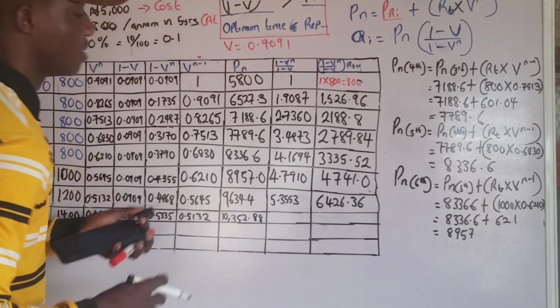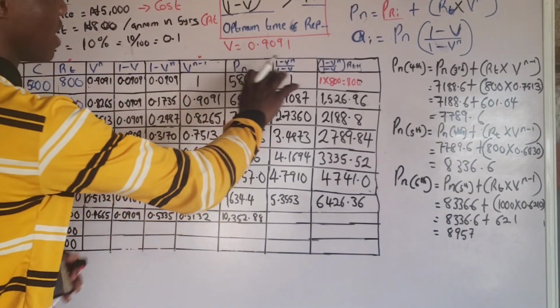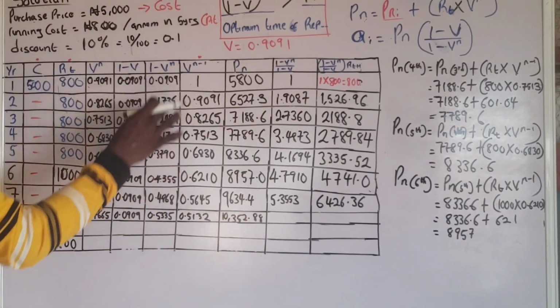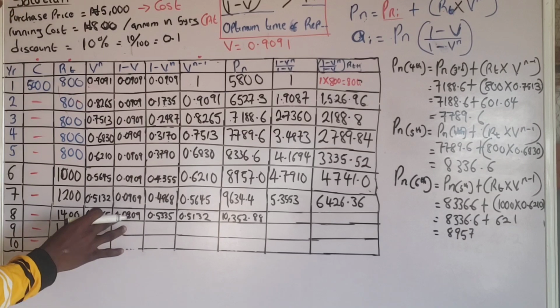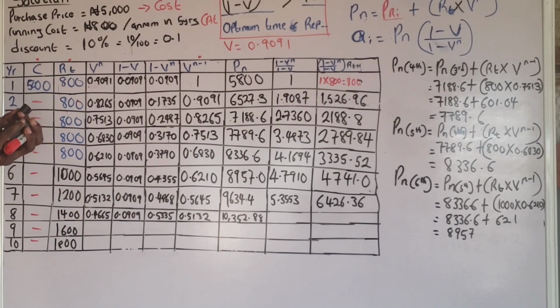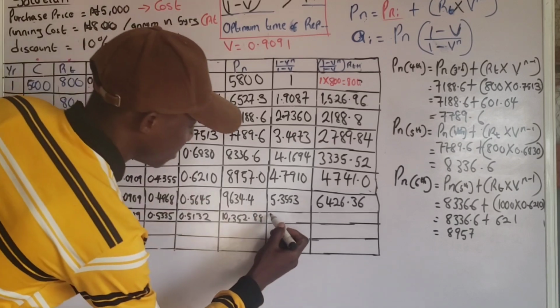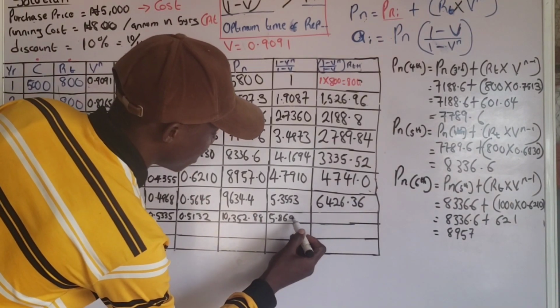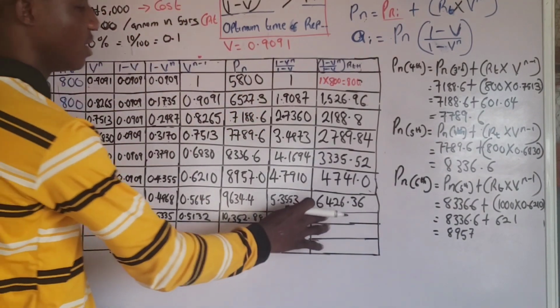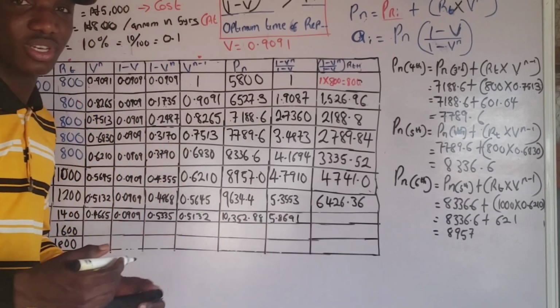And the value of 1 minus v raised to the power of n all over 1 minus v, that will be this value divided by this. And if you punch your calculator, you're going to have 5.8691. Okay, now to get the value of this, I'm very sure you understood how we got it.